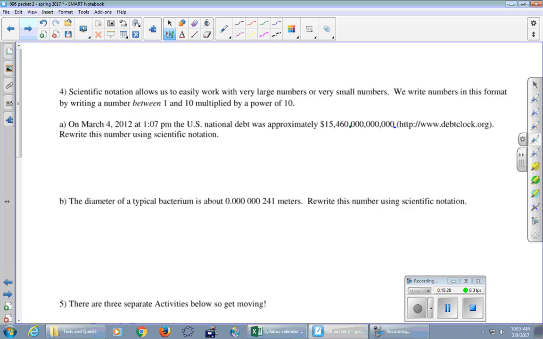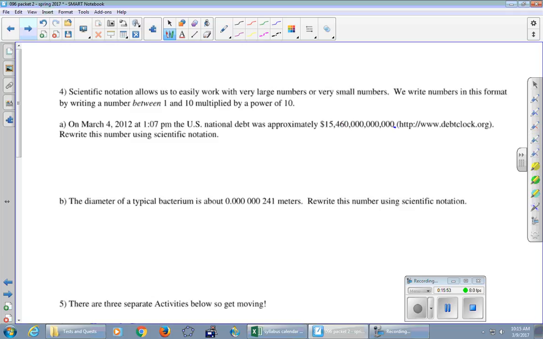But if I read this number, point, lots of zeros, I don't care about that. But what is this number if you read it out loud? 15,460. Is that number between 1 and 10? No. So we haven't gotten there yet. What if I decide to put the decimal right here between the 4 and the 6? Read this number. 154.6 is getting smaller, but it's still not between 1 and 10.